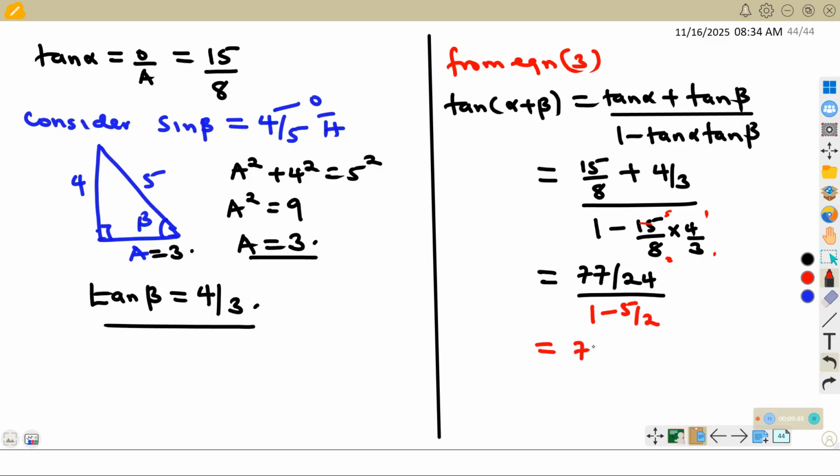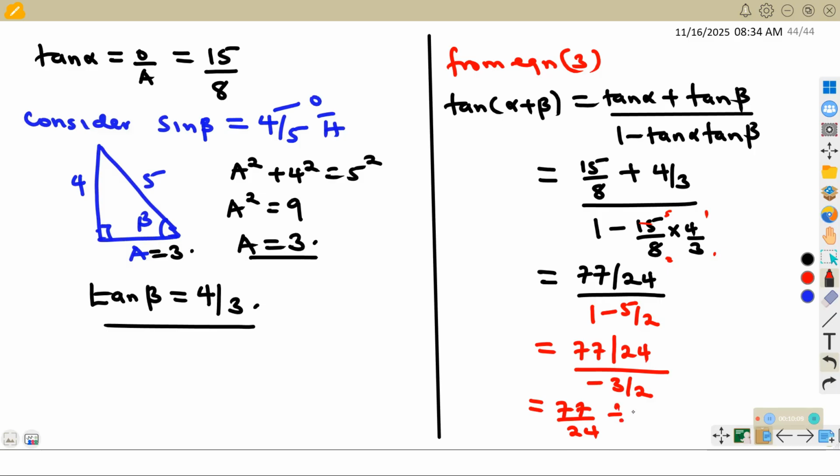So this will give us 77/24 divided by -3/2. So from here we shall be able to simplify this. So let us go on and try to simplify this. This is the same as 77/24, and we are dividing this by -3/2. So this will give us 77/24 times the reciprocal, that will be -2/3.